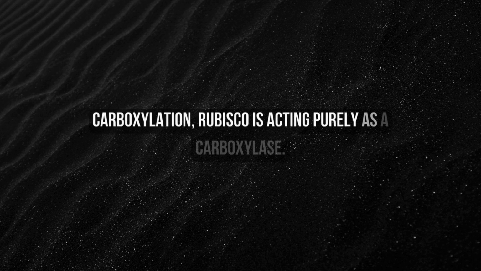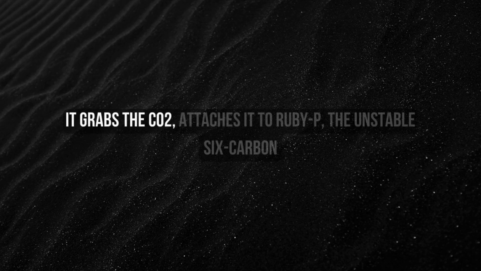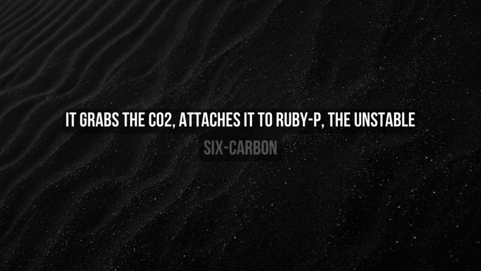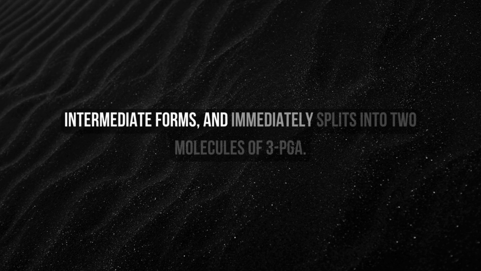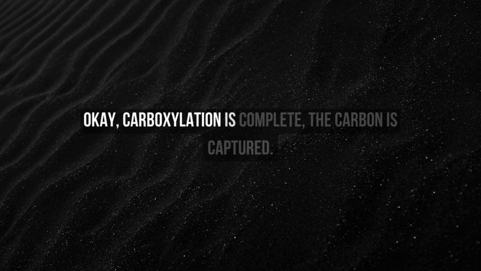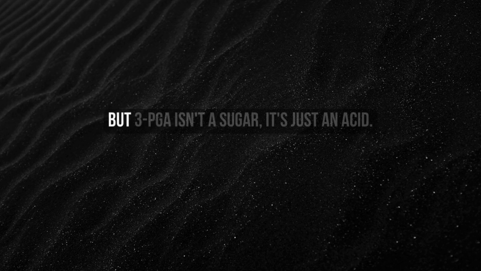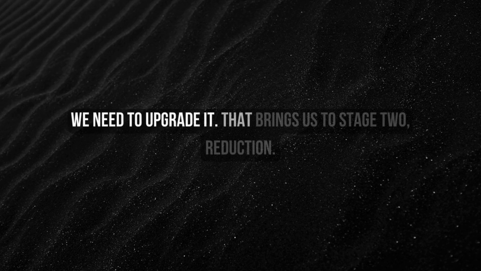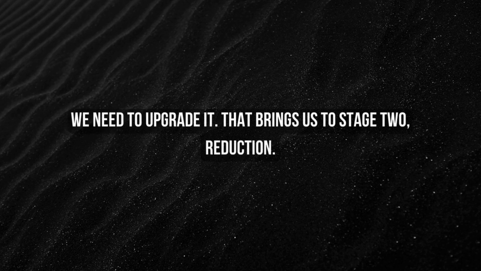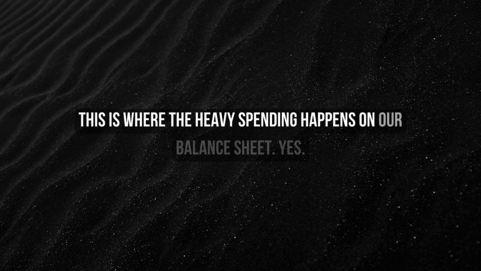RuBisCO is acting purely as a carboxylase. It grabs the CO2, attaches it to RuBP, the unstable 6-carbon intermediate forms, and immediately splits into 2 molecules of 3-PGA. Okay, carboxylation is complete. The carbon is captured. But 3-PGA isn't a sugar, it's just an acid. We need to upgrade it. That brings us to stage 2, reduction. This is where the heavy spending happens on our balance sheet.